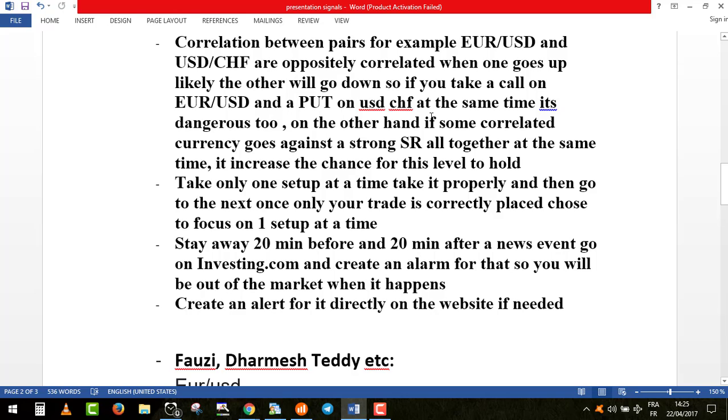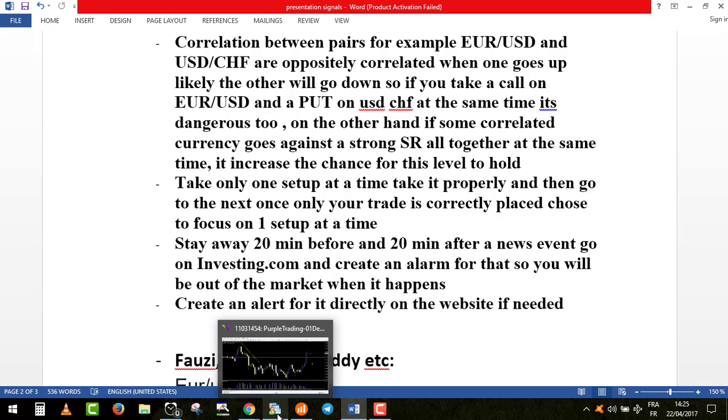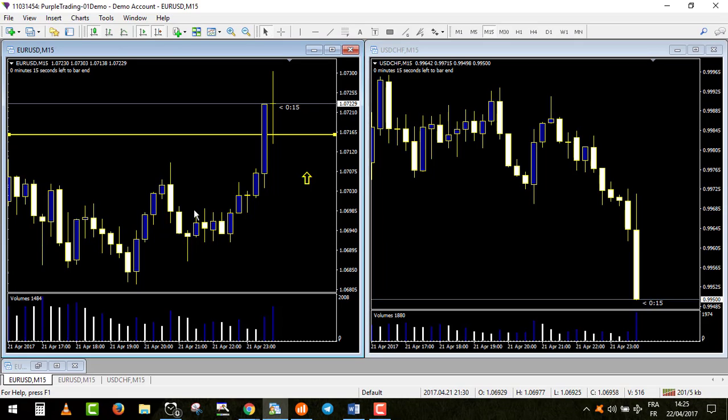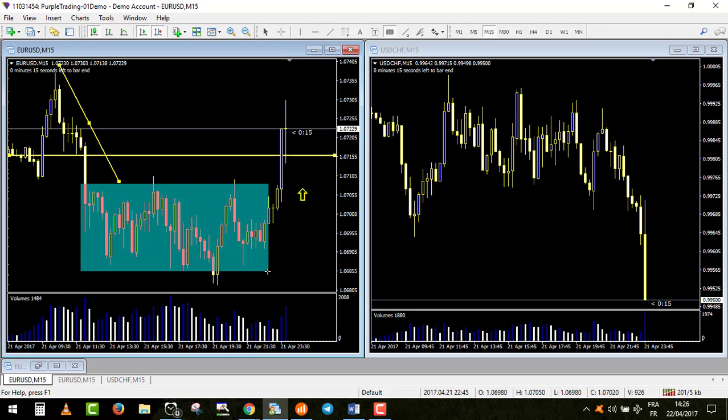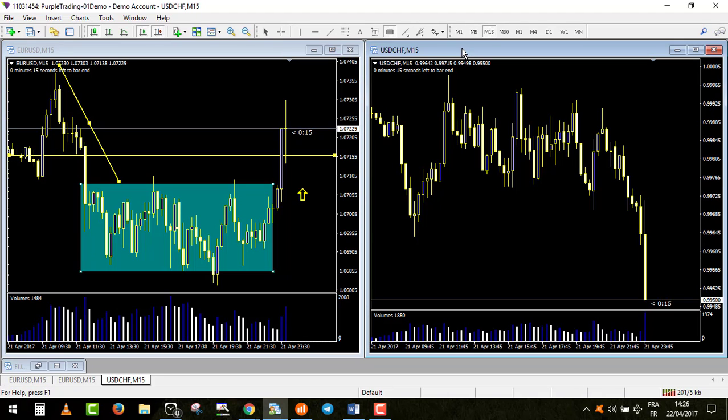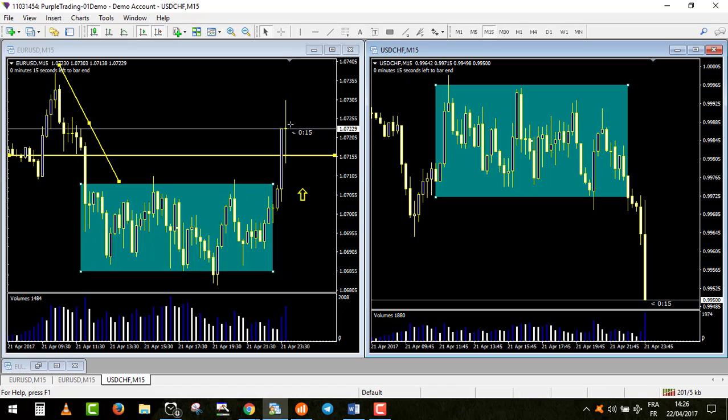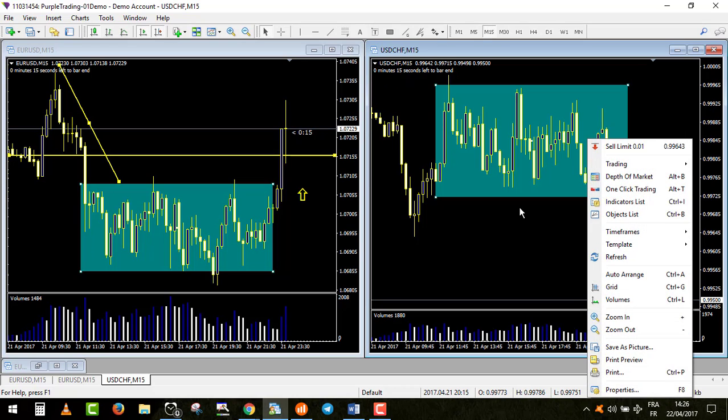Correlation between pairs. Yeah, for example, Euro USD and USD CHF are oppositely correlated. As you can see, you have nearly exactly the same situation in the opposite direction. You have range here, you have range here, and after you have a break up and a break down here. So this pair is very correlated.